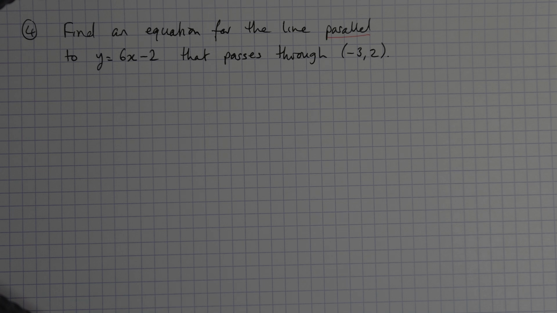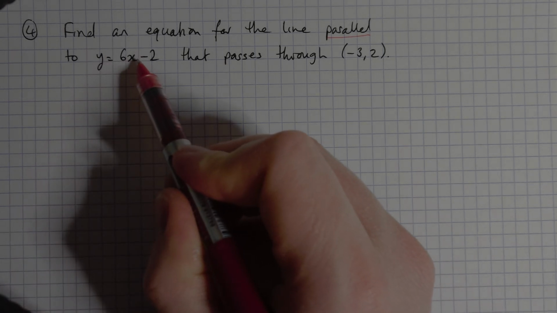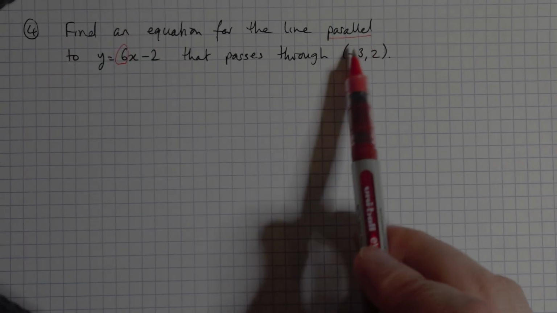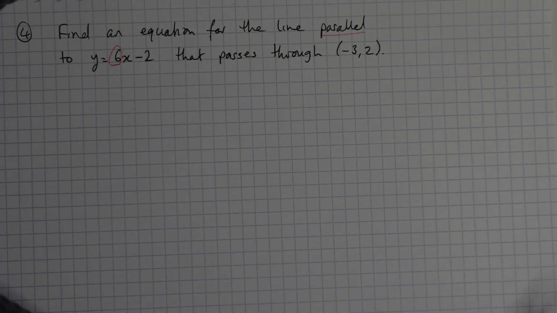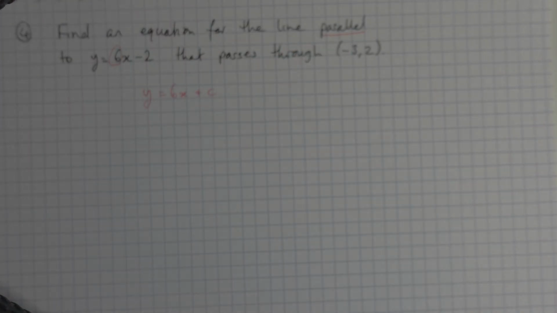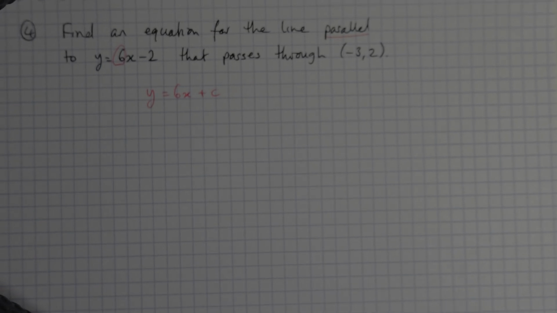Okay, parallel lines have the same gradient. If I draw 50 parallel lines, if they're not going to touch each other, they must all have the same gradient. If you vary just one of those gradients, one will be steeper than another, they'll cross eventually. So parallel lines have the same gradient. This line in the question has a gradient of 6, so our line that goes through this point must also have a gradient of 6. So I can start off with y equals 6x. I'm just not sure what the y-intercept should be yet, so plus c.